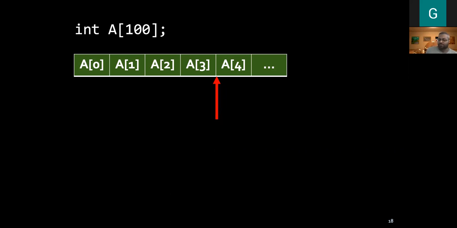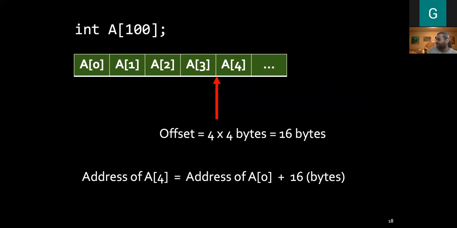OK, Terry, I'm just going to walk through this. Maybe that'll make sense. To compute this offset, the index is 4, and each element is 4 bytes. So we take 4 times 4. The offset here is going to be 16 bytes. So to get the address of the element at index 4, that's going to be the base address of the array plus 16.